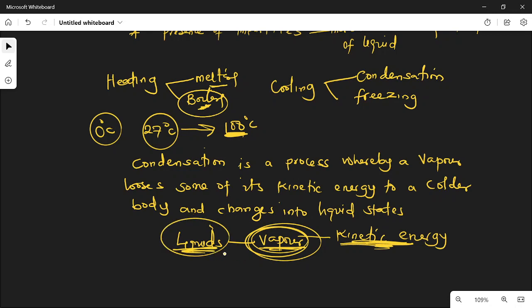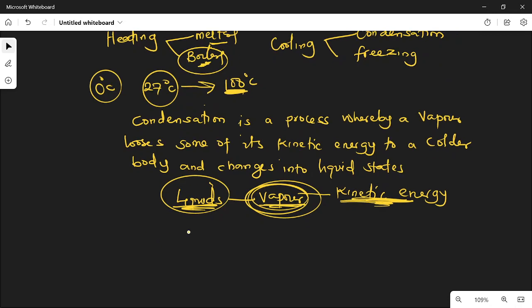Liquid is going to turn to vapor by acquiring kinetic energy. They acquire more kinetic energy, so they break away and turn into vapor. I hope that is clear. So for this vapor to actually come back to this liquid, what happens is that they need to lose this kinetic energy to become liquid.